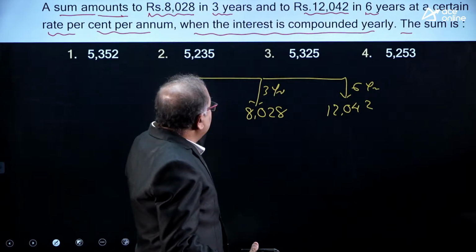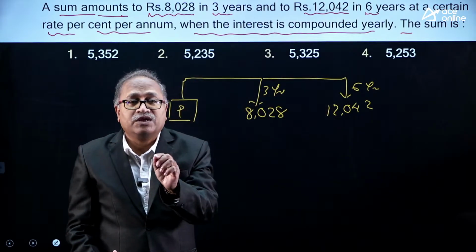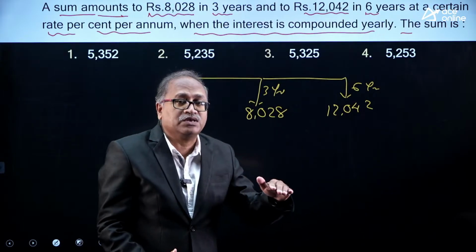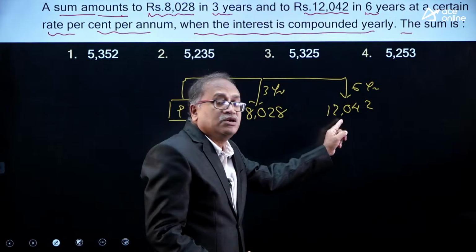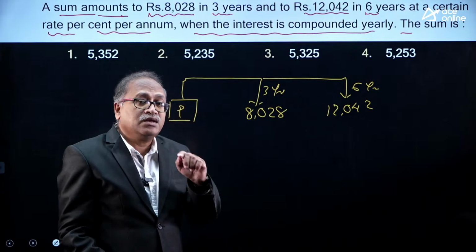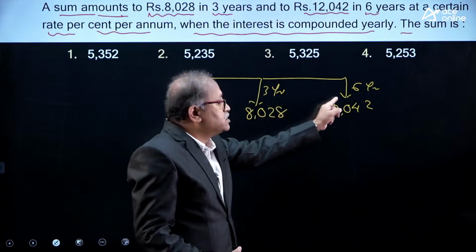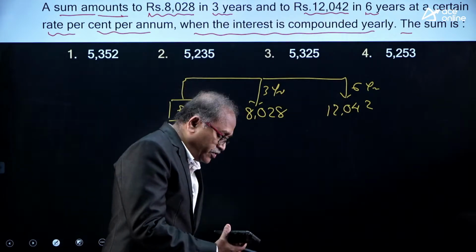There is a gap of 3 years from here to here, and from here to here also a gap of 3 years. That means they are in geometric progression, where the ratio from P to this number will be the same as this number to this number. There are cases when the gap is not the same, maybe here it is 3 years, here it is 4 years. How to handle that question? We have a question for that.